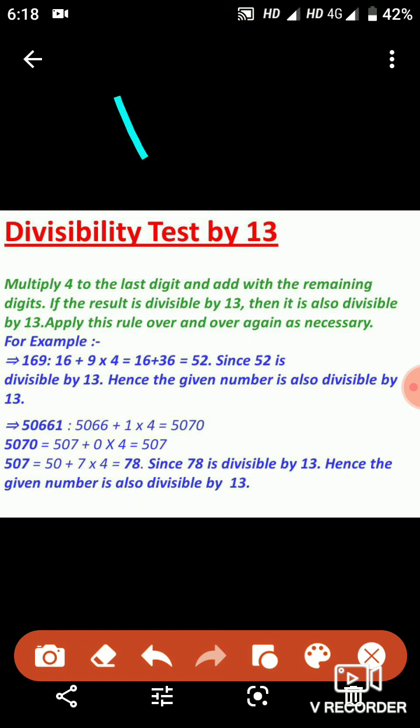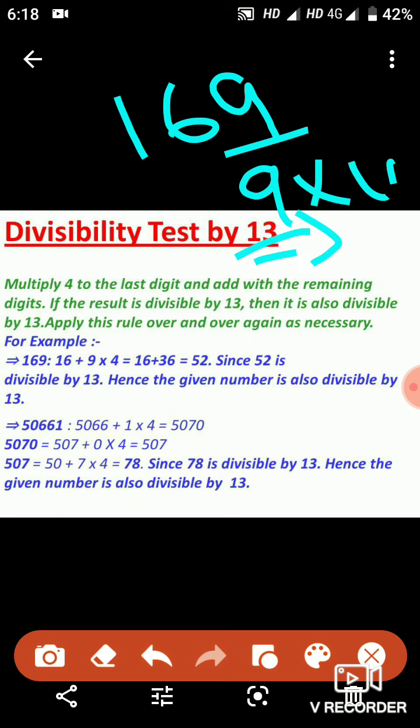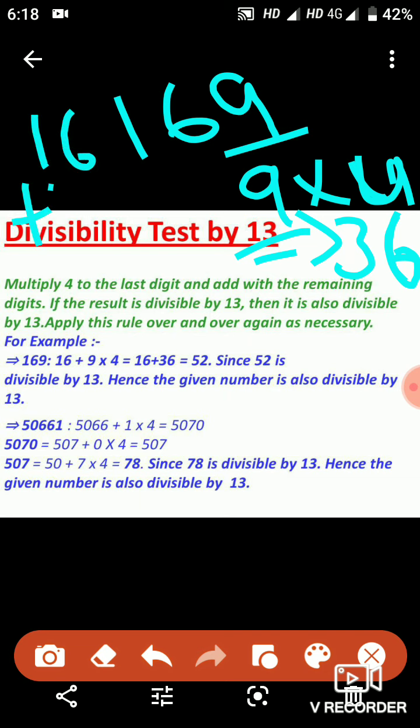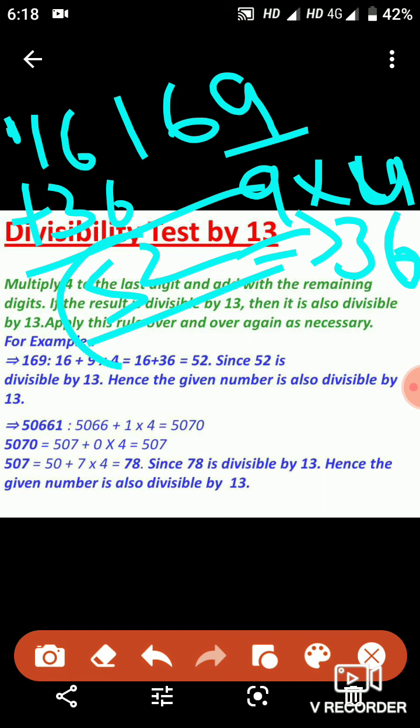So, 169 is a number. The last digit is to be multiplied by 4: 9 times 4 will give me 36. Now we need to add 36 to the remaining digits, that means 1 and 6. When we add, we get 52. As 52 is a multiple of 13, 52 is divisible by 13.